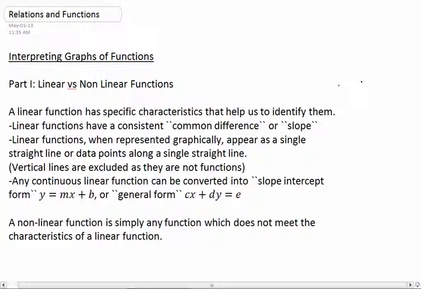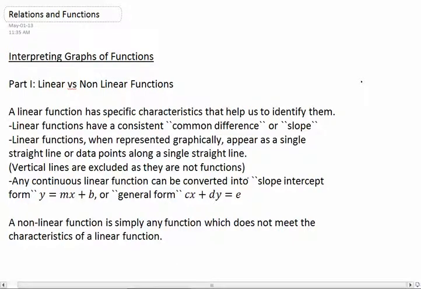So the idea here is we want to introduce the idea of linear versus non-linear functions. A linear function has specific characteristics that help us to identify them. Linear functions have a consistent common difference, also called slope. Linear functions, when represented graphically, appear as a single straight line. This is important to realize here, that it's a single straight line, not like a broken line.